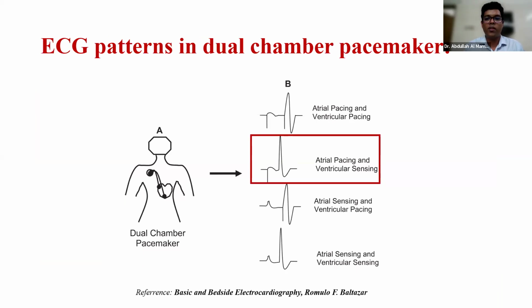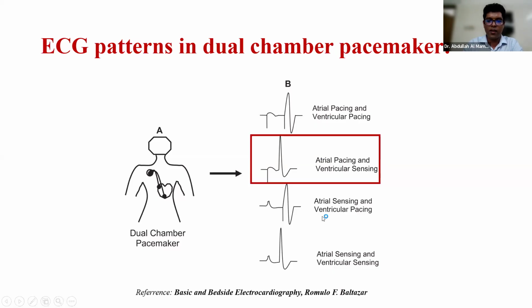In dual chamber pacemaker ECG, four things can happen. Number two is atrial pacing and ventricular sensing. In our case, or in case of sick sinus syndrome, this ECG pattern is observed. The other three tracings are also observed in dual chamber pacemaker. There is atrial and ventricular double spike before the P wave and QRS. It is very easy to recognize.